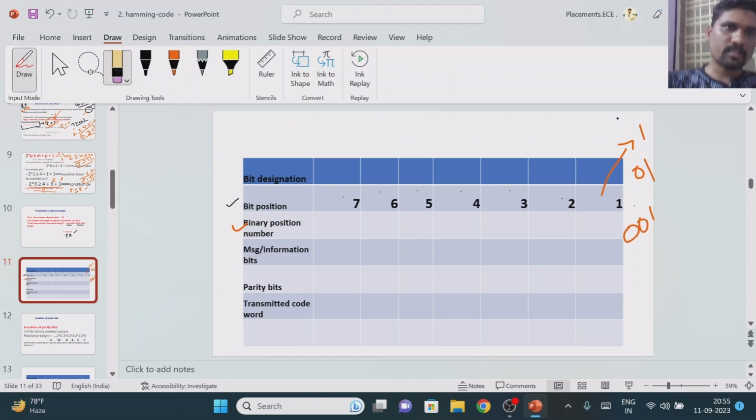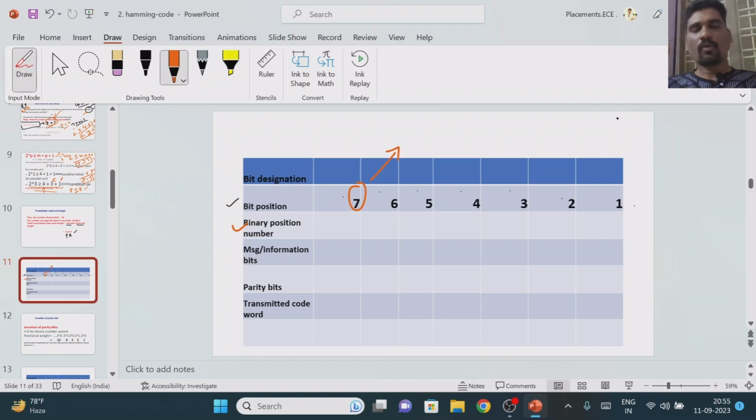But here we will consider one simple thing: go to the maximum number. What is that maximum number value? 7 is the maximum number value, right? What is the binary number for 7? The binary number for 7 is 1, 1, 1, right? So triple 1 is nothing but the binary number. Now if you are representing any binary number, we will represent it with a 3-bit number.